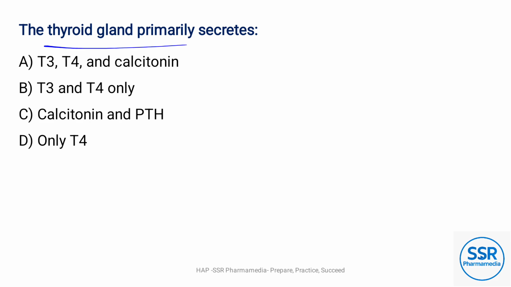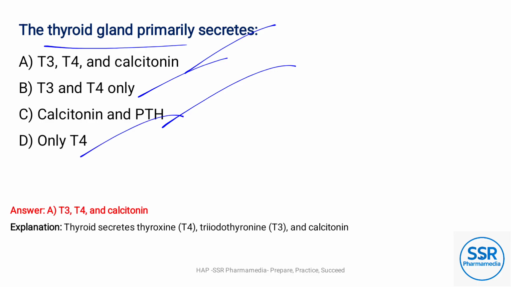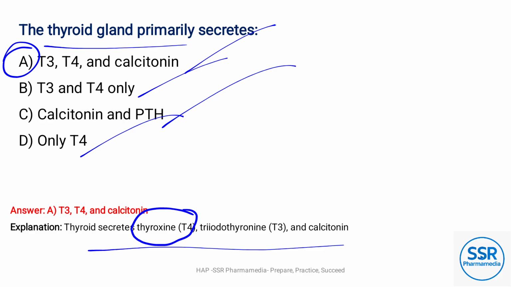The thyroid gland primarily secretes: option A, T3, T4 and calcitonin; option B, T3, T4 only; option C, calcitonin and PTH, parathyroid hormone; option D, T4 only. So the answer is option A, T3, triiodothyronine, tetraiodothyronine and calcitonin. Tetraiodothyronine is also called thyroxine.